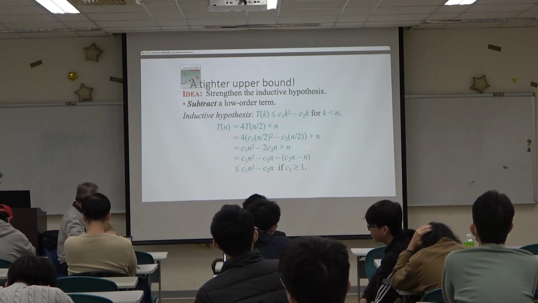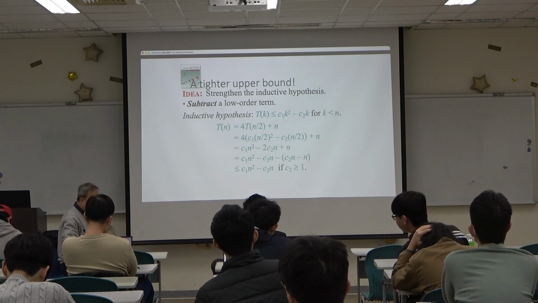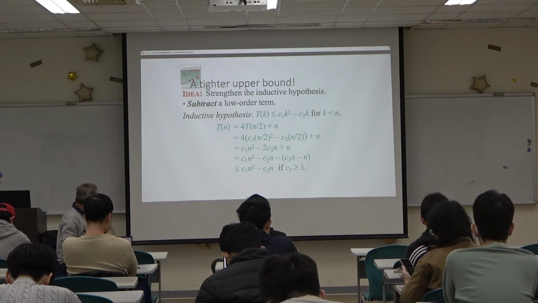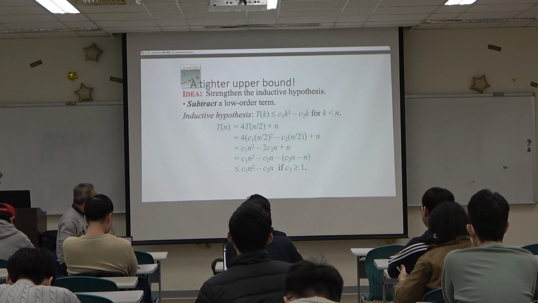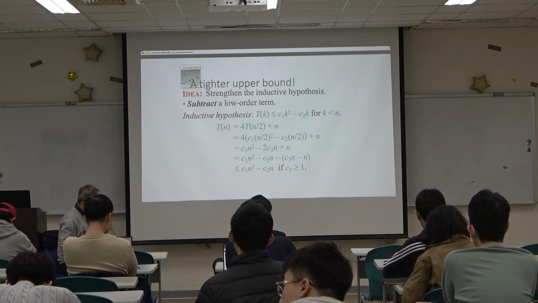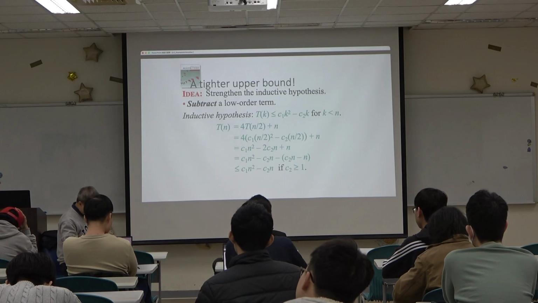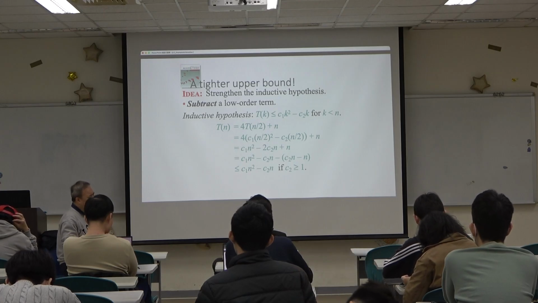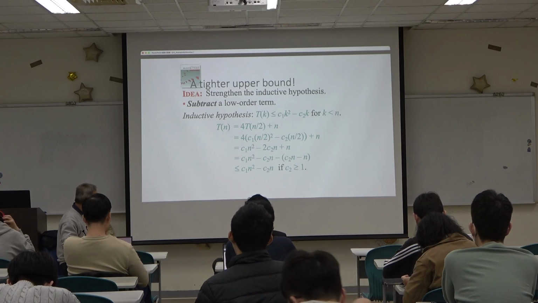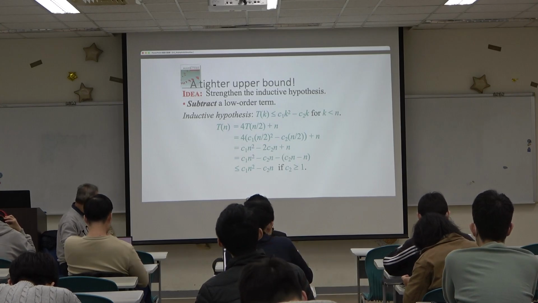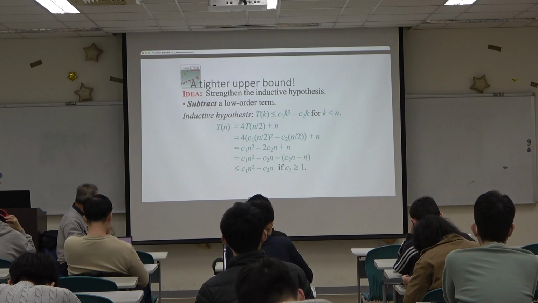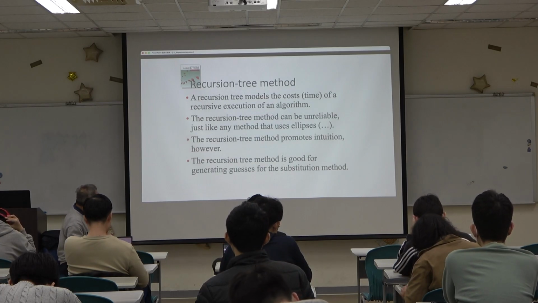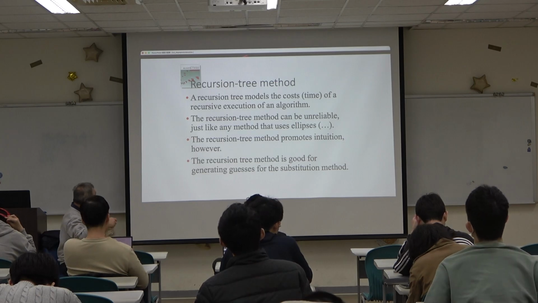OK, and also as I said, another alternative is you can use a recursion tree to help you guess a better bound for this proof, for the substitution method proof. Okay? So recursion tree. Recursion tree models the cost or the time of a recursive execution of the algorithm.